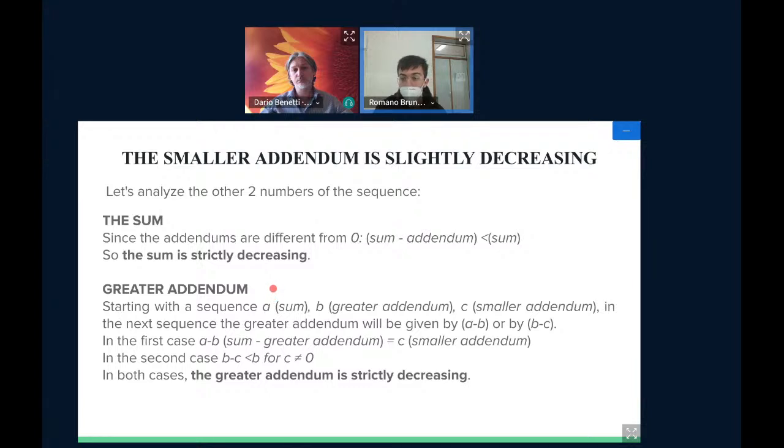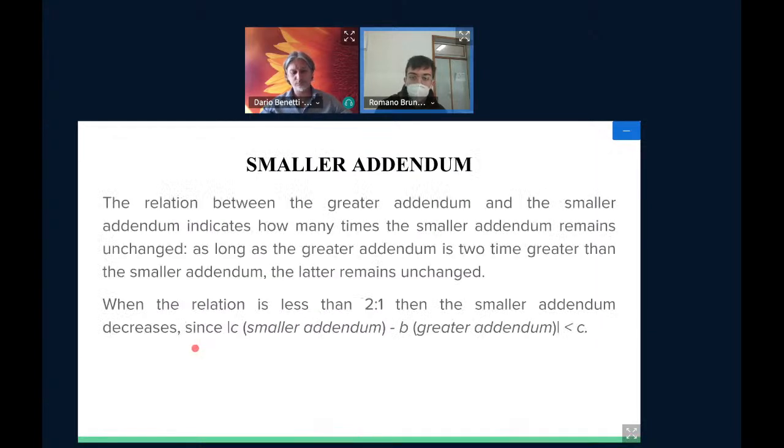And the same goes with the greater addendum, because the sum minus the greater addendum equals the smaller one, and the difference between the two addendums gives a number smaller than the original addendum. So even the greater addendum is strictly decreasing. Then we found out that the smaller addendum depends on the greater one.